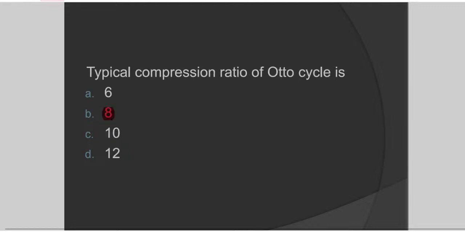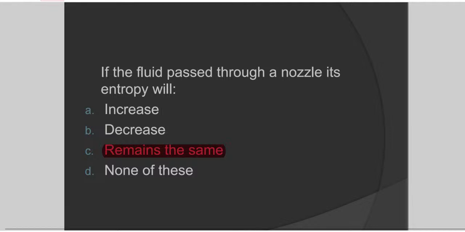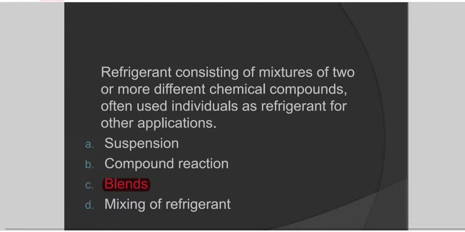Typical compression ratio of Otto cycle is: A. 6. B. 8. C. 10. D. 12. If Joule-Thomson coefficient is equal to 0, then the process will become: A. Isentropic. B. Isenthalpic. C. Isobaric. D. Isothermal. If the fluid passes through a nozzle, its entropy will: A. Increase. B. Decrease. C. Remain the same. D. None of these.